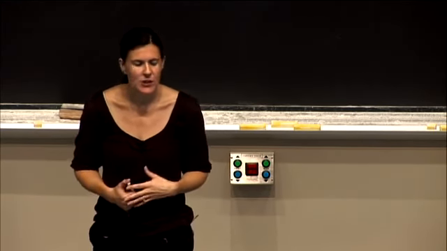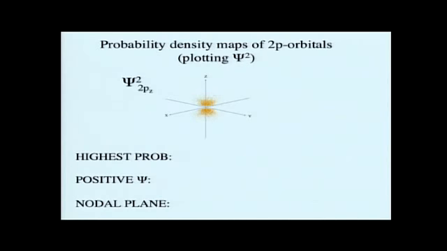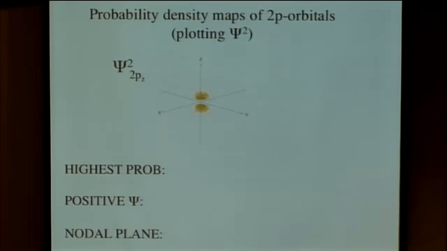So again, we can use these probability density plots, which are just a plot of psi squared, where the density of the dots is proportional to the probability density at that point. So what we can say is look at each of these separately. If we start with the 2pz orbital, the highest probability of finding an electron in the 2pz orbital is going to be along this z-axis. We can see that right here.